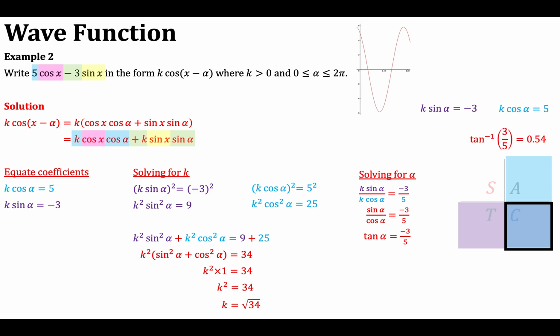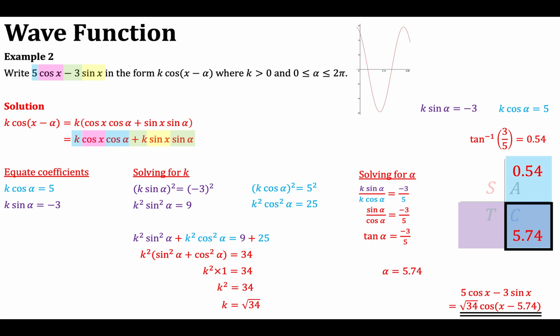So inverse tan of 3/5 is equal to 0.54. Remember, we're working in radians for this question. So 2 pi minus 0.54 gives us 5.74. So alpha is equal to 5.74. And we now have all of the information required to express 5 cos x minus 3 sin x in the form k cos of x minus alpha. So that will give us root 34 times cos of x minus 5.74.